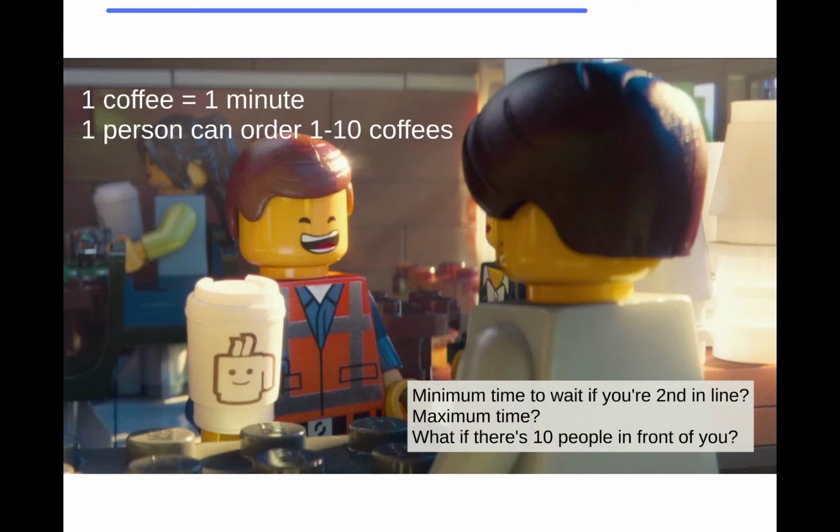All right, what if there are 2 people in front of us? What's the shortest amount of time we will need to wait before we can get to the front of the line? 2 minutes. What's the longest time? 20 minutes. Imagine now there are 10 people in front of us, so we've got quite a big queue. What's the shortest amount of time we'd have to wait? 10 minutes. What's the longest time?